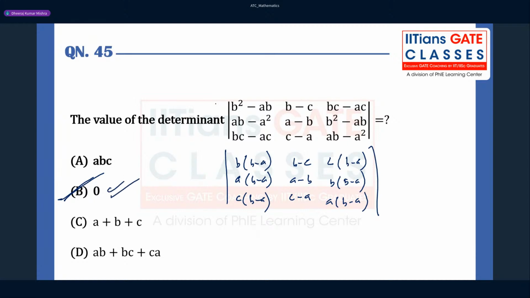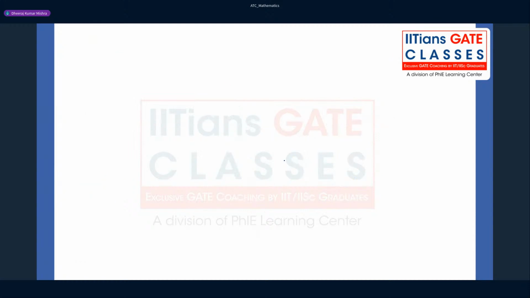Whenever this kind of question is asked, please remember that you have to make some columns or some rows the same or proportional, which means the determinant is going to be 0. Okay?